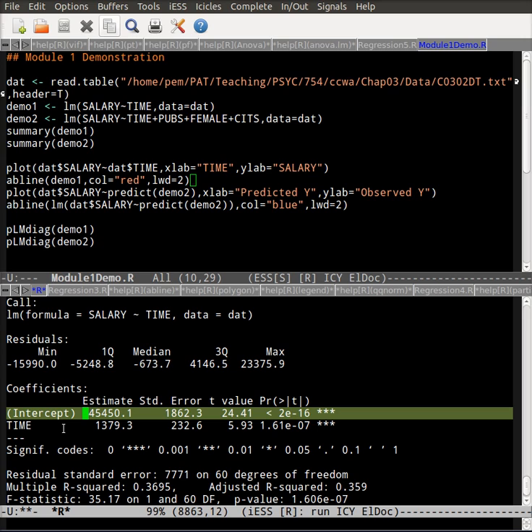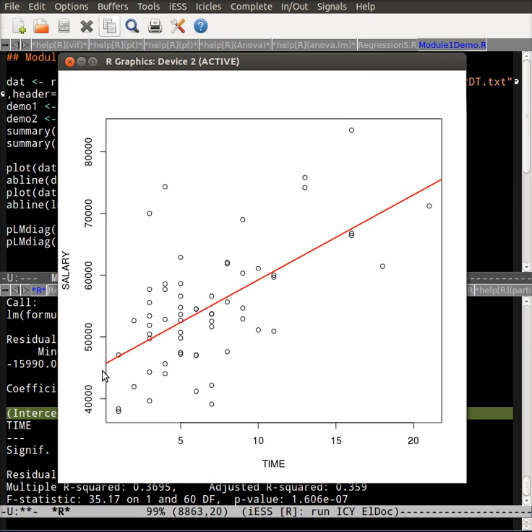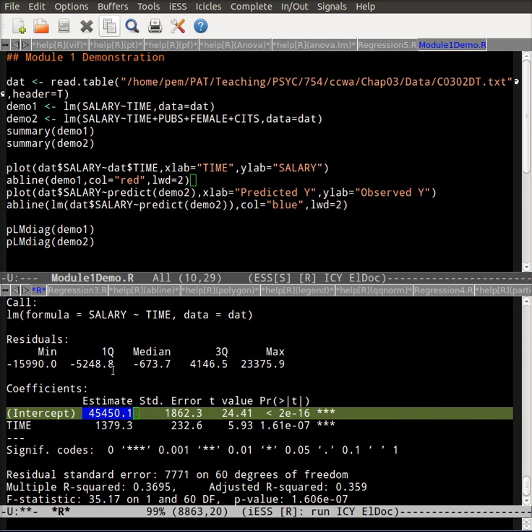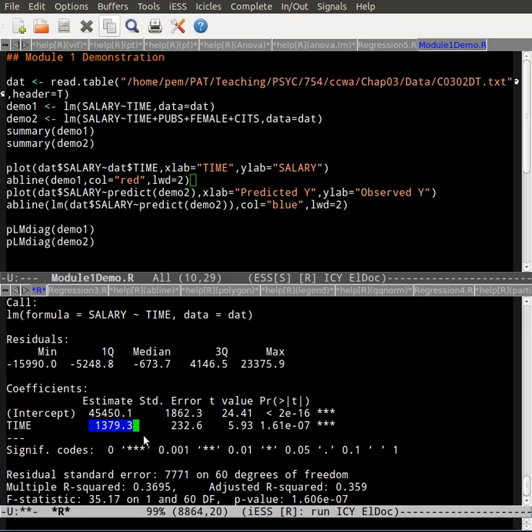So first, we look at the intercept. The intercept is what would happen if somebody had 0 time, and that would be the Y value. Somebody would make, according to this, about $45,000. So $45,000 would be about here, right? That's, I think, about 0, and that would be $45,000. That's the expected value with 0 time. And then, for every unit change in time, we expect about a $1,380 increase in salary. Now, these are just the parameter estimates.